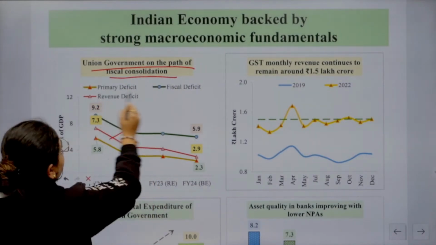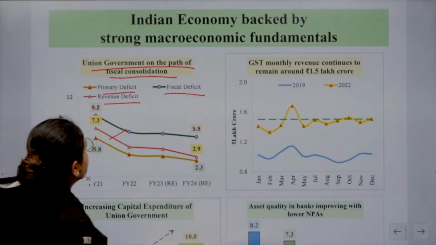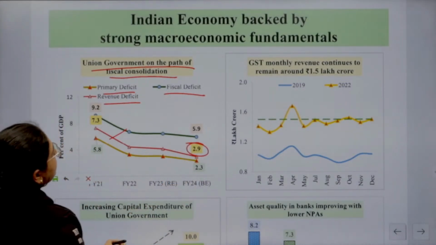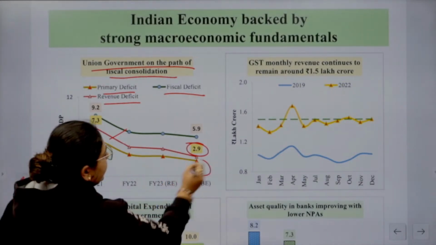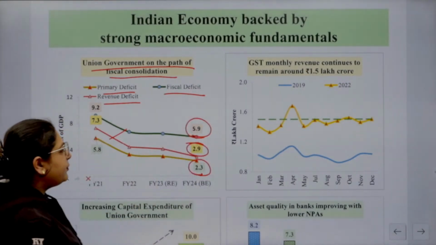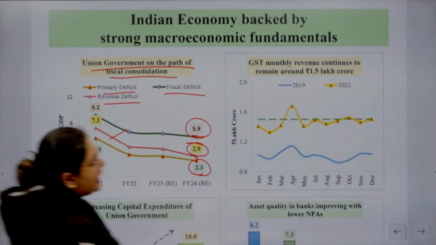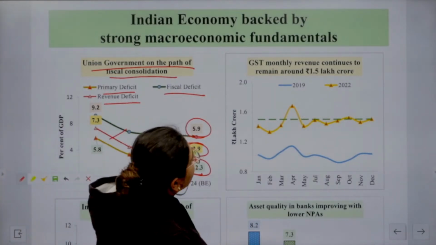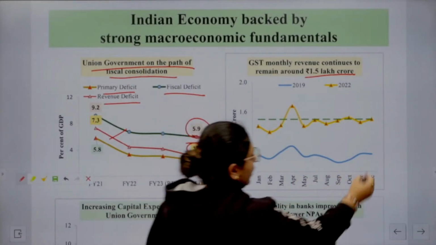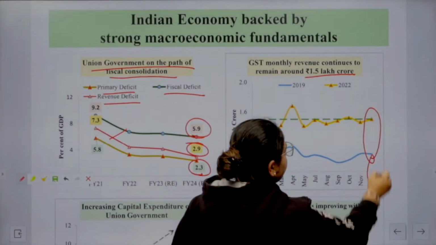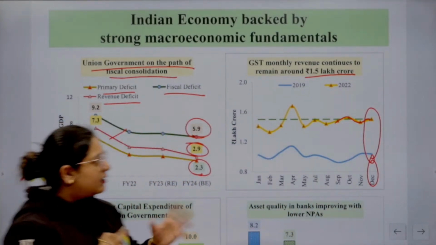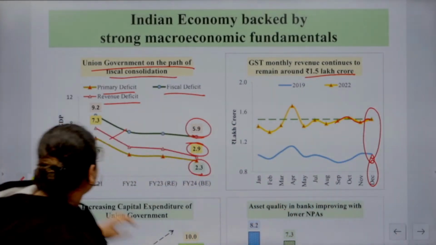So these are the primary deficit, fiscal deficit, and revenue deficit. The revenue deficit is standing at 2.9%, the primary deficit is standing at 2.3%, and the fiscal deficit is at 5.9%, whereas the GST monthly revenue continues to remain around 1.5 lakh crore. So even in December, as you can see, it is more or less stuck near 1.5 lakh crore.